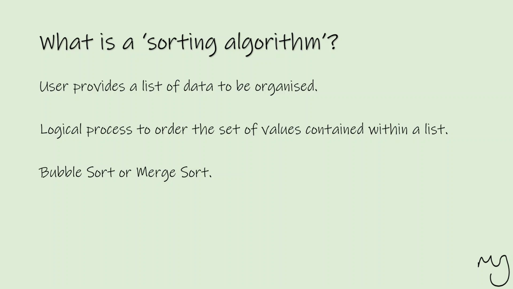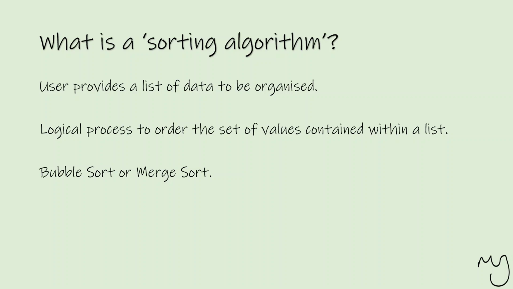Otherwise, we're going to start off by talking about a particular type of sorting algorithm. Now, there's two different types we're going to look at today. Please make sure you also watch the searching algorithms video, which will talk to you about, again, a different type of algorithm there. But as a general definition for you, a sorting algorithm is a process to order the set of values contained within a list of data or an array of data. The user provides the list of data, and then the algorithm carries out the ordering of that for them.